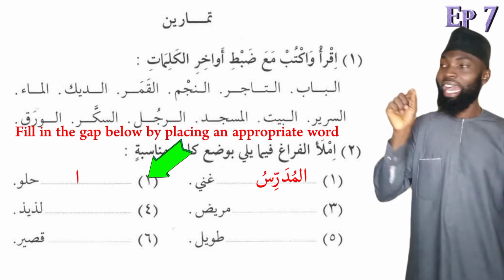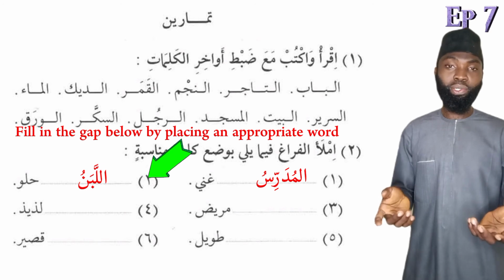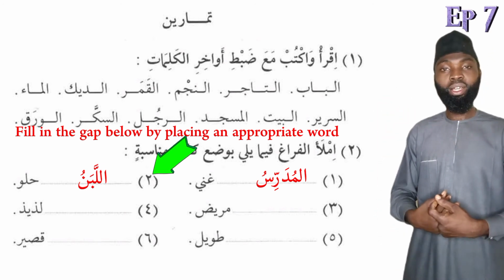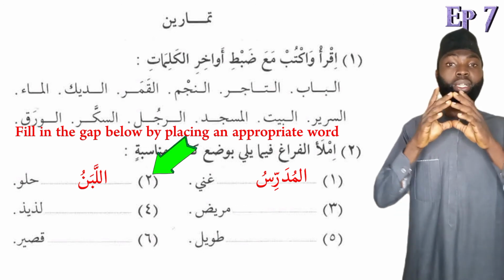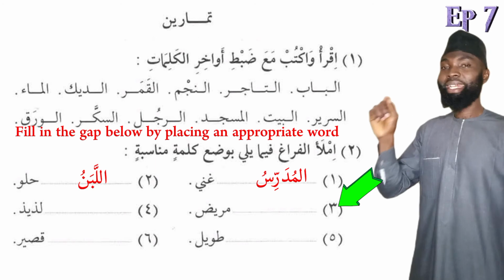Or let's use milk. Al-labanu hulu'un, the milk is sweet. Can we say so? Let's use sugar. As-sukkaru hulu'un. MashaAllah. So you can use any other words that you can describe as being sweet. You can use it. So we have number 3, maridun, sick.